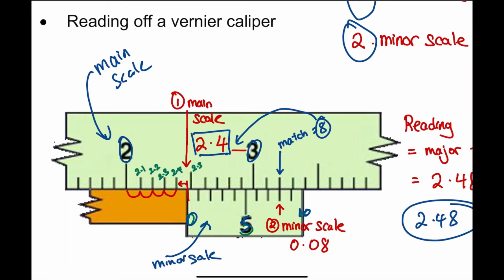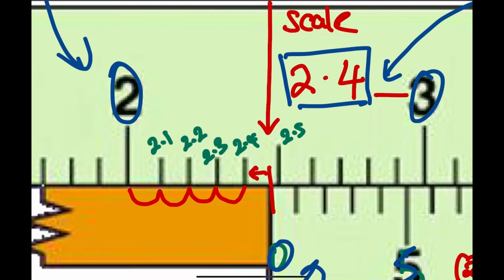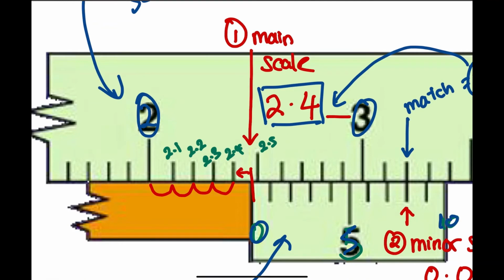So how do we read the main scale reading? Let's zoom in here. Number down here is 2. Okay, I know that this is 2.1, 2.2, 2.3, 2.4, 2.5, 2.6, 2.7, 2.8, 2.9, 3. Okay, I realize that my red color line, the number 0 of my minor scale, is down here. I take reference to the number that is on the left of the red line. So this down here is 2.4. So 2.4 is my main scale reading.